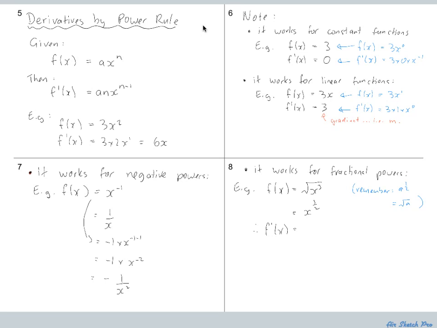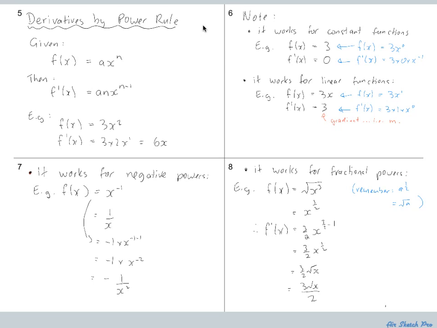Therefore, f dash of x equals 3 on 2 x to the power of 3 on 2 minus 1. So 3 on 2 minus 1 is going to be a half. So we'd have 3 on 2, x to the power of a half, or 3 on 2 root x, or 3 root x on 2. All of those are legit answers there, or both of those last lines are legit. That's about it for that. What do you reckon?